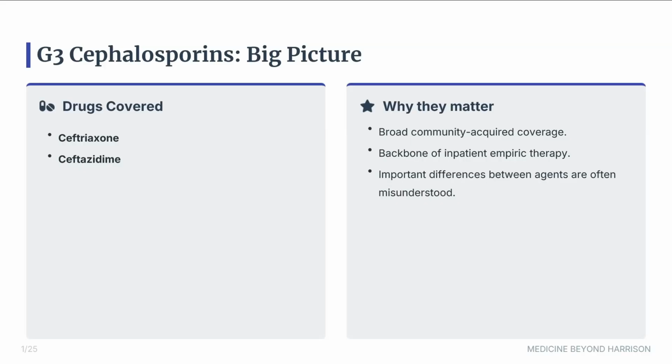Let's get started. So cephalosporins, these third generation includes ceftriaxone and ceftazidime. These are broad community-acquired coverage. It has a very broad activity against gram-negative as well as a few of the gram-positive also. It is the backbone of inpatient empirical therapy. Important differences between these agents are often misunderstood, and in this video we'll discuss it completely.